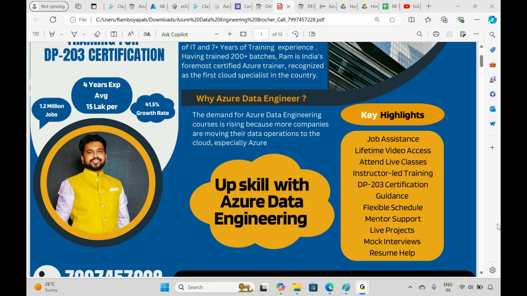Exactly. You will start from scratch only, right? From the basics, for laymen who don't know about cloud and data engineering. I am working in an HR department. Yes, yes. My target is like you.